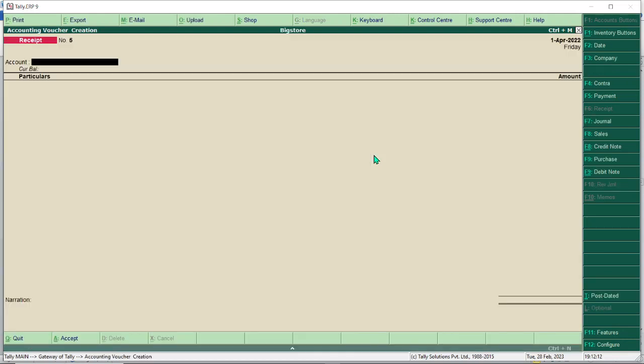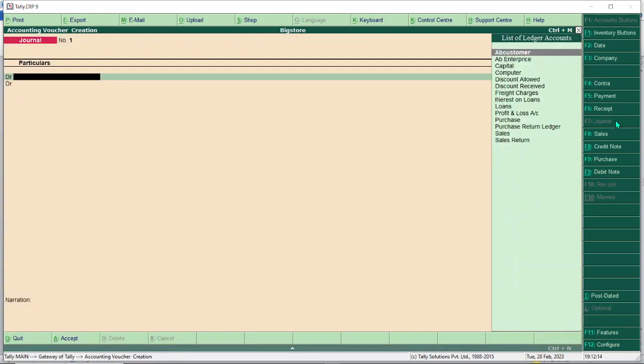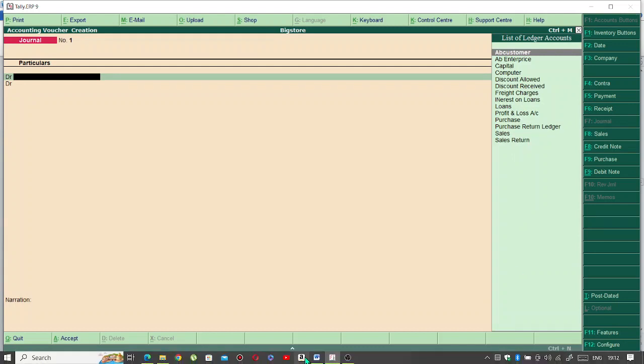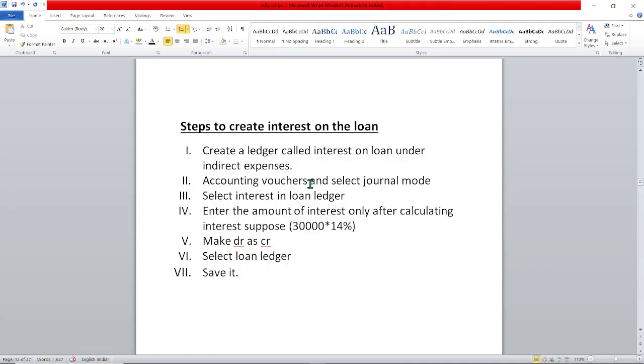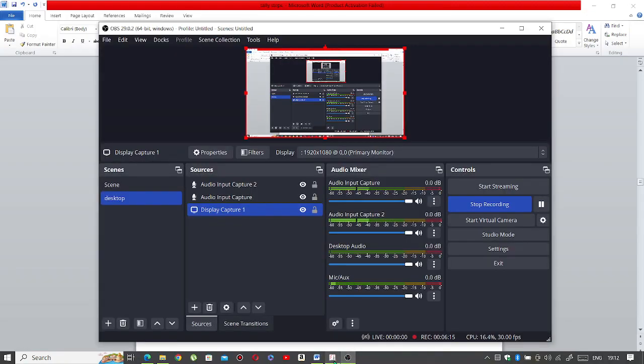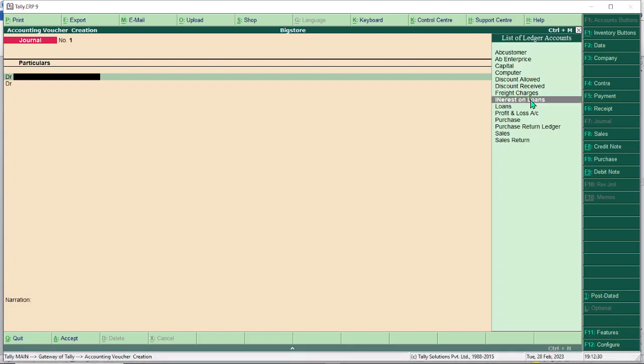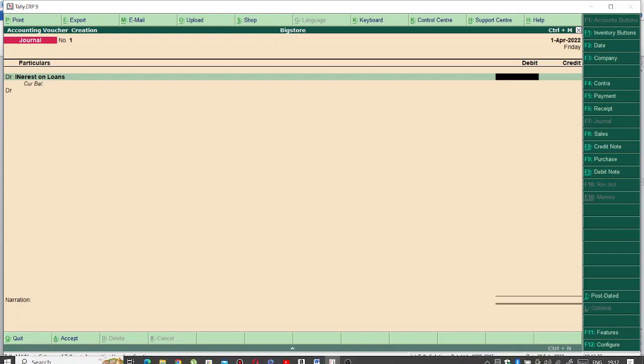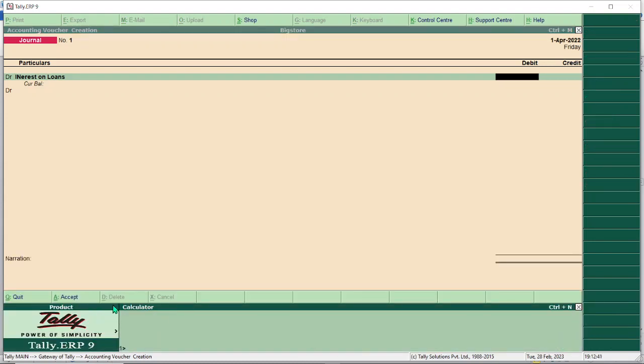Now I go to accounting vouchers, I select journal mode, and then I select, I again see the steps, I select accounting voucher, I select interest on loan ledger. Interest on loan ledger, I have to calculate it. So I select Control plus N to find my calculator. So here comes a wonderful application in Tally. It is the calculator. You can see here my cursor is here.